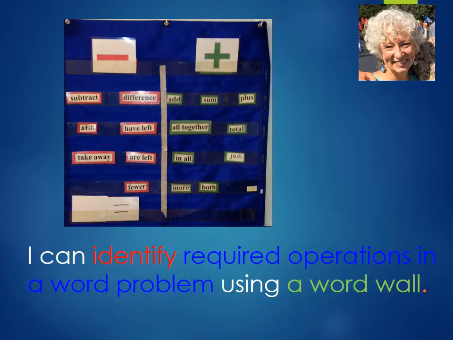Students were looking at story problems to determine whether the required operation was subtraction or addition, and they used these word walls to analyze the text and see what they could find to make meaning, to make that inference and identify the appropriate operation.